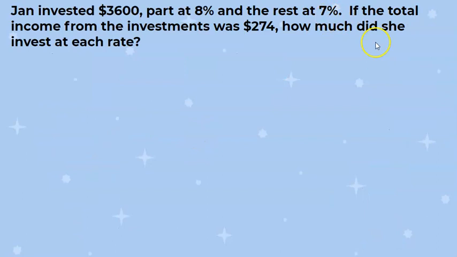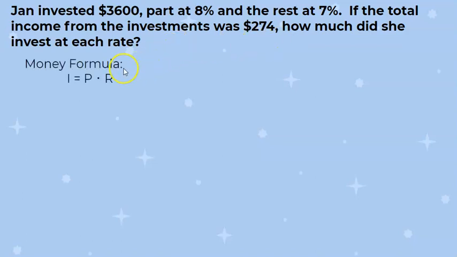All right, now we're going to a money problem, investing money. We are investing $3,600. We're going to put part at 8% interest and the rest at 7% interest. So two different accounts basically. And if the total income from the investments was $274, in other words, that's how much interest was earned on both of them, not the total amount in the bank, because it should not go down like that. We want to know how much did she invest at each rate. So this is just the interest earned.